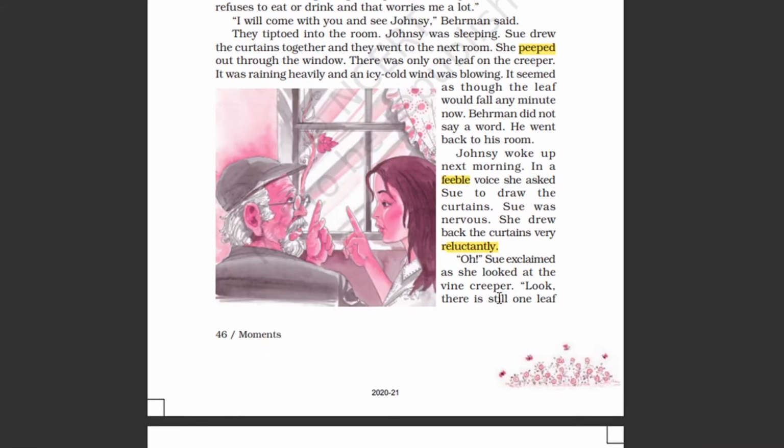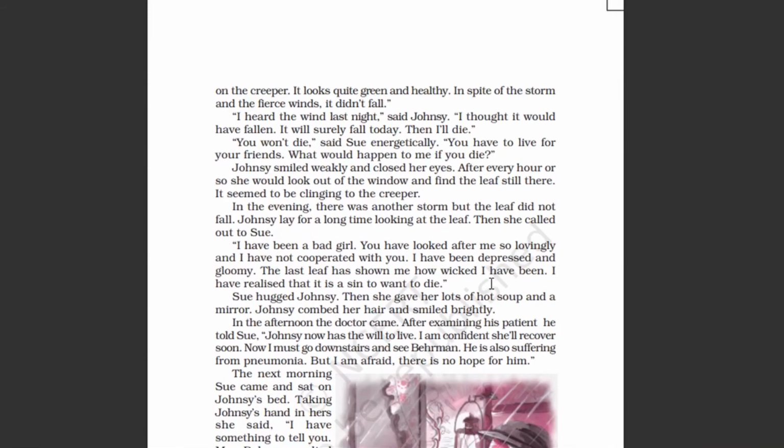Oh, Sue exclaimed as she looked at the vine creeper. Look, there is still one leaf on the creeper. It looks quite green and healthy. In spite of the storm and the fierce wind, it didn't fall.